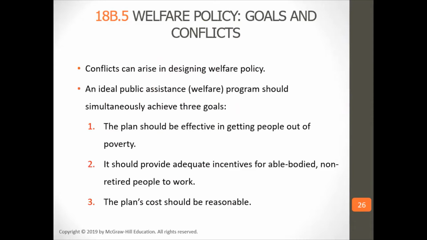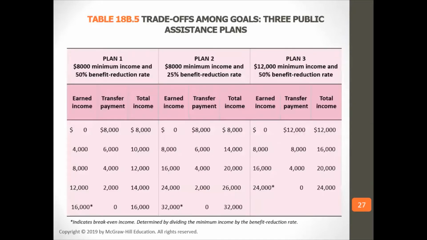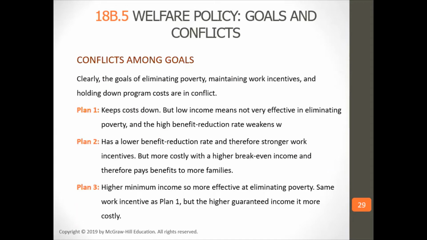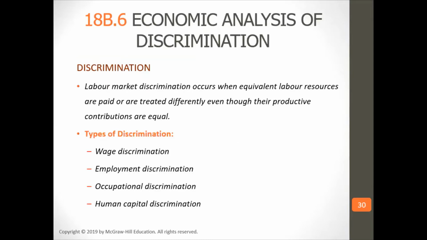Welfare should be effective in getting people out of poverty. There should be incentives for able-bodied, non-retired people to work, and the plan's cost should be reasonable. They don't pay enough for people to have shelter. There are two common elements in each of these three plans: a minimum annual income the government will provide if the family has no earned income, and a benefit reduction rate, the rate at which benefits are reduced or lost as a result of earned income. We want to keep costs down, have stronger work incentives, and have a higher minimum income.